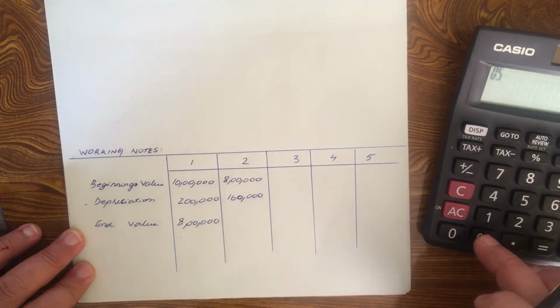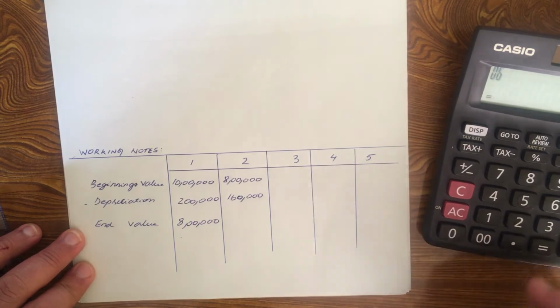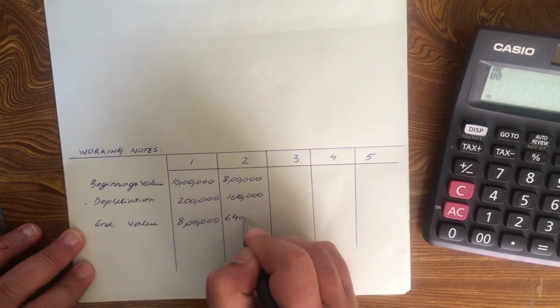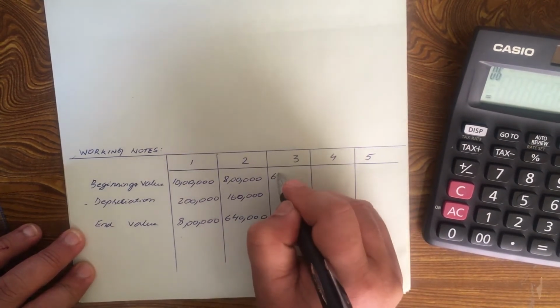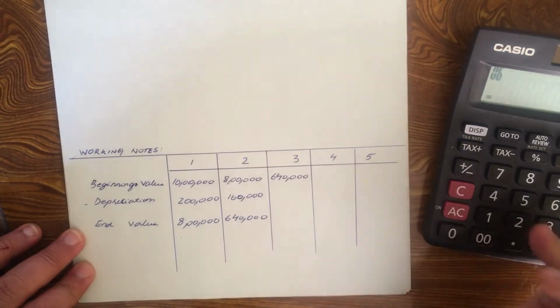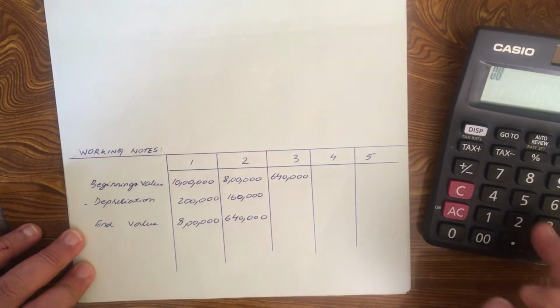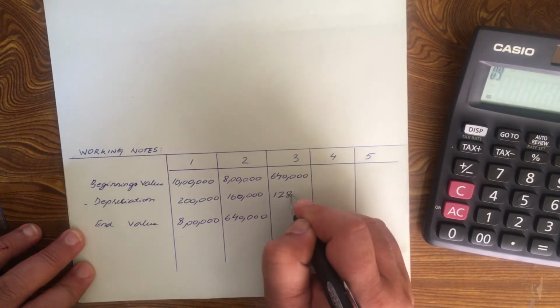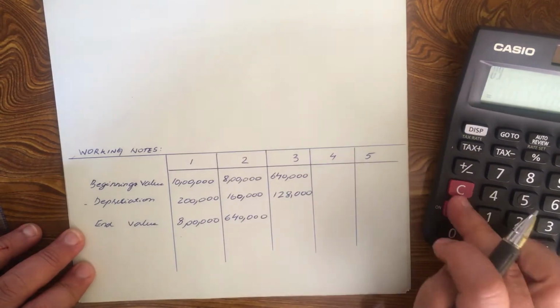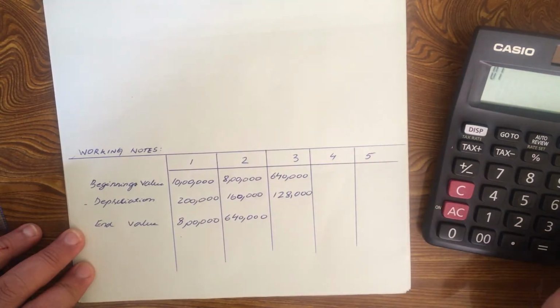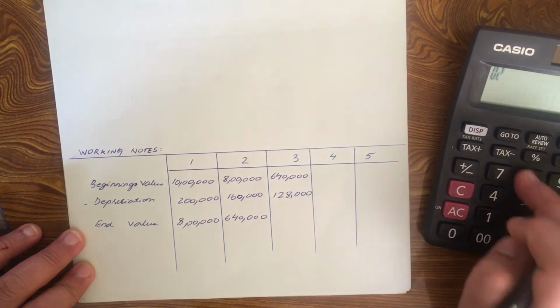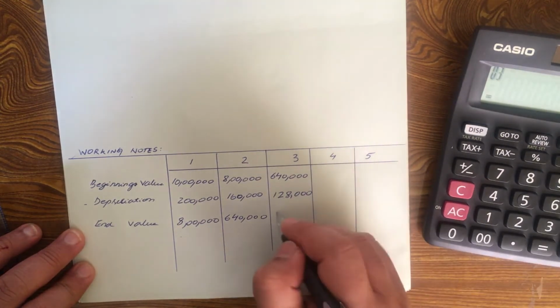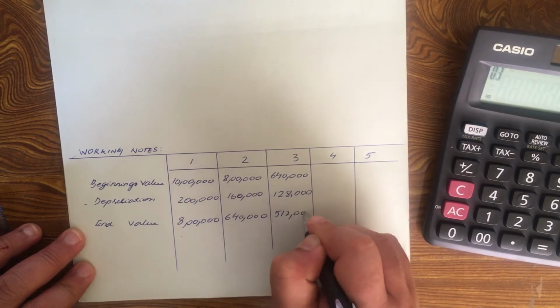So what will be the value at the end of the year? 8 lakhs minus 1,60,000 is 6,40,000. So 6,40,000 divided by 5 is 1,28,000. So deduct 6,40,000 minus 1,28,000, which is 5,12,000.